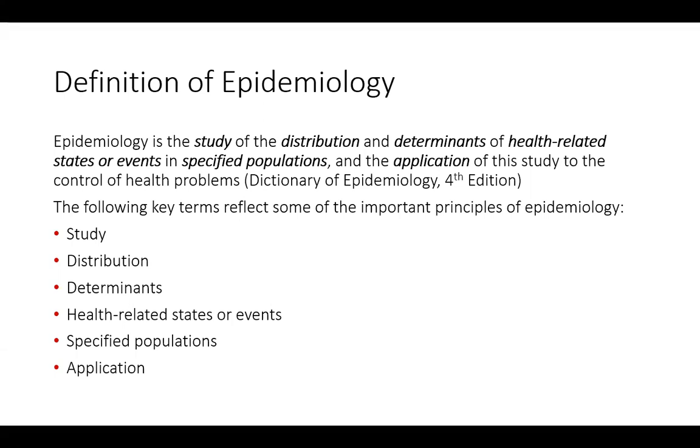Now here, I will explain to you in detail about each of the keywords that I have emboldened here. That is, epidemiology is the study. So what do we mean by study? Why is this word important? Then what do we mean by distribution? What do we mean by determinants? Health-related states or events, specified populations, and the application. So the key terms in this definition reflect some of the important principles of epidemiology, and hence we will try and understand them in detail.